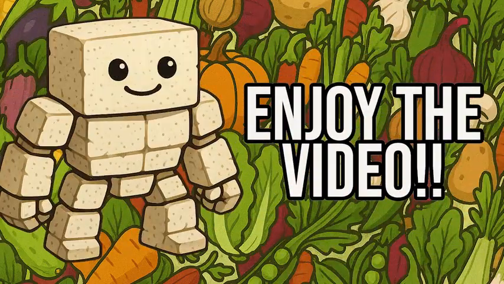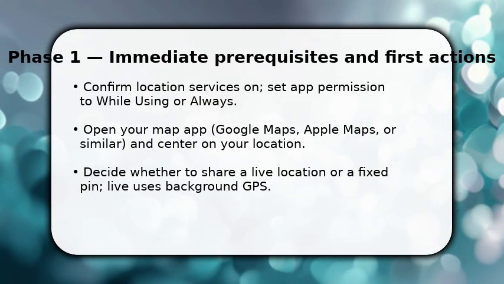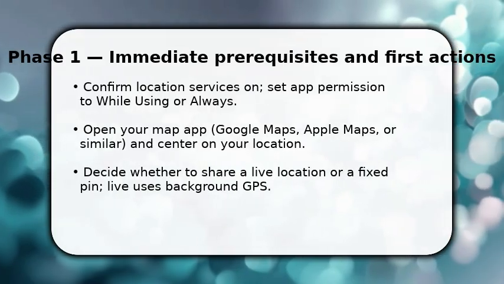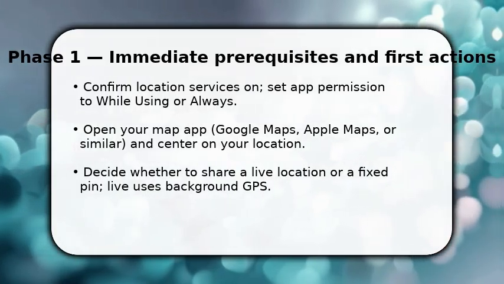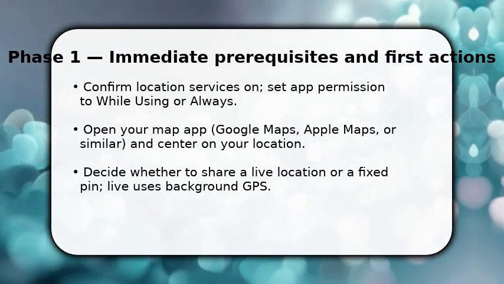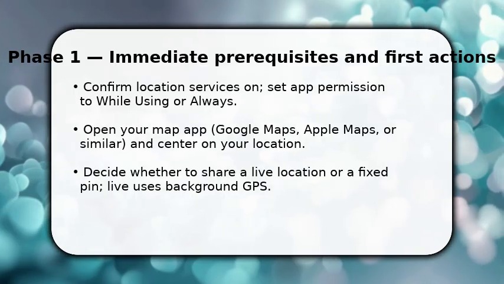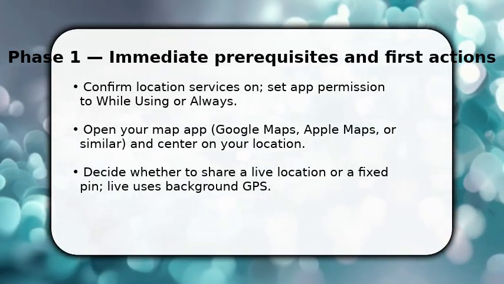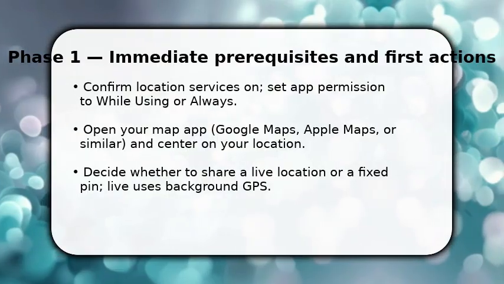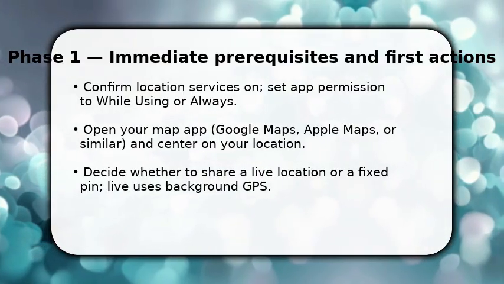Please enjoy the video. You start by enabling location services and granting the Map app permission to access your location. Open Google Maps or Apple Maps and center on where you are. Make sure the blue dot is accurate. Decide if you need a live location stream or a fixed pin. Live updates as you move, fixed stays at one coordinate.